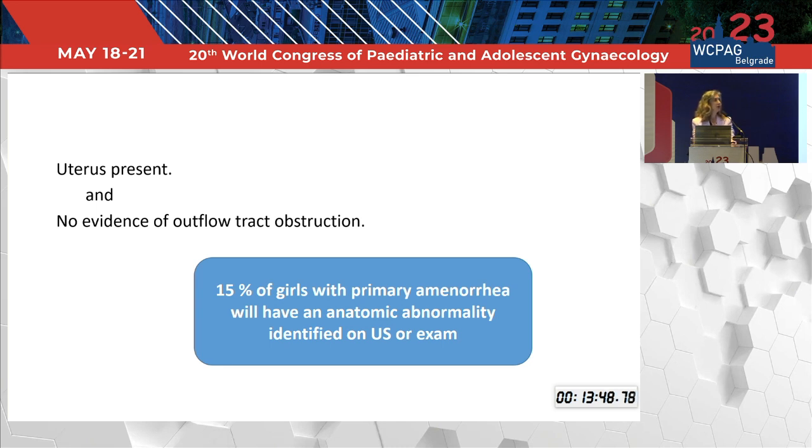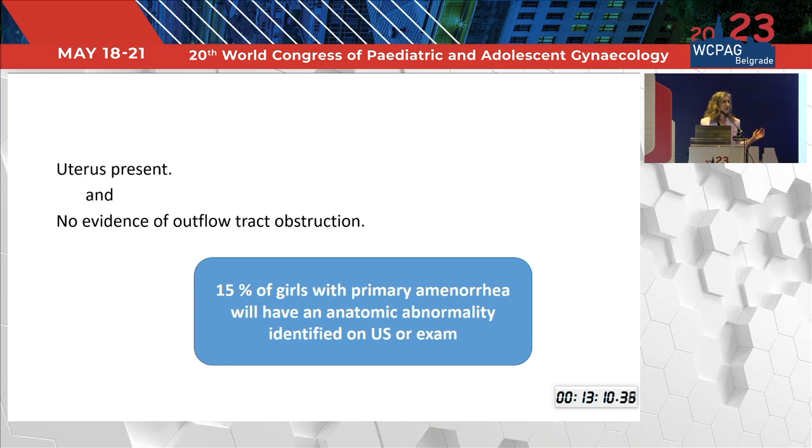Ultrasound was done. The uterus was present, and there was no evidence of outflow obstruction. And we know that 15% of girls with primary amenorrhea will have an anatomic abnormality that can be identified either by ultrasound or a physical exam. Anyway, these patients would be having cyclic pelvic pain, okay? And on ultrasound, we would diagnose, clinically, unperforated hymen, septated uterus, etc.